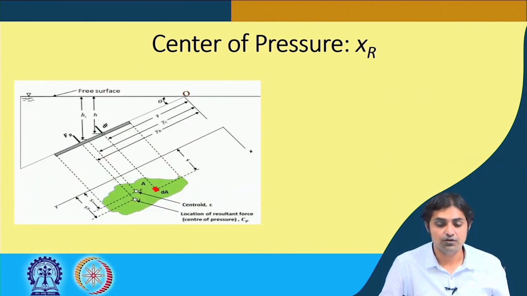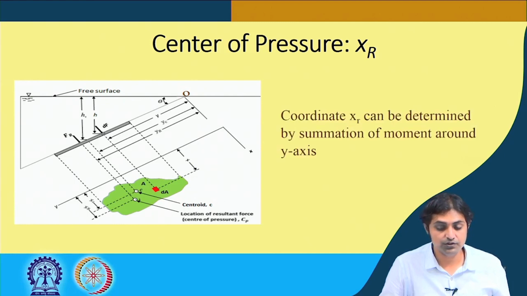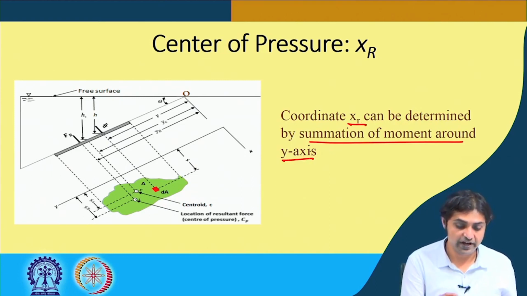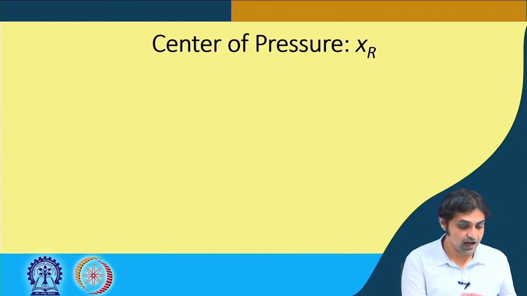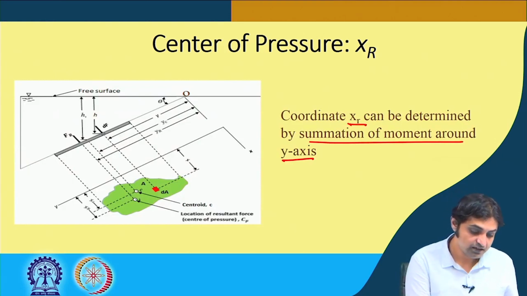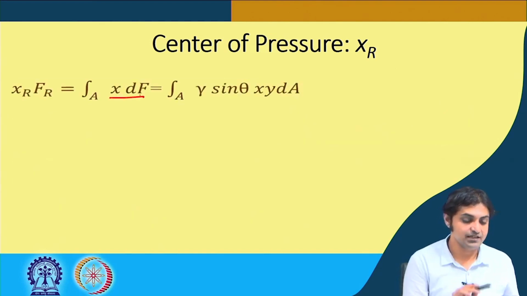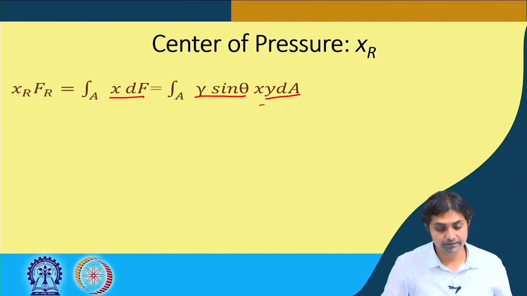So, we also need to find out XR. What is the logical way? We will do the summation of moment around the y axis now. So, for XR we need to do the moment calculation around the y axis. So, around this axis. How? See, XR into FR. Where is XR? This is XR. So XR into FR is equal to integral x dF. So dF we already know, it is gamma sin theta y dA, right?